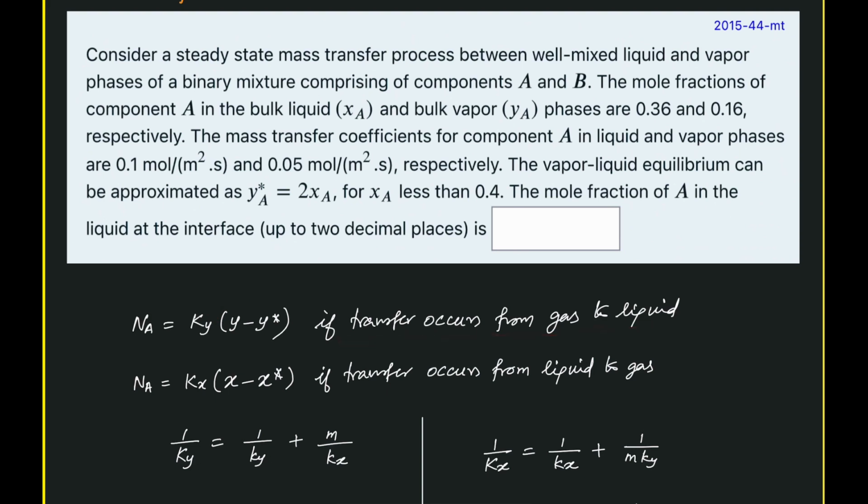And the same thing we can also write in terms of the overall mass transfer coefficient based on liquid mole fraction. The molar flux is Kx multiplied by x minus x star. This is useful for mass transfer occurring from liquid to gas. Of course, gas or vapor doesn't matter here; otherwise we are dealing with vapor liquid instead of gas liquid.